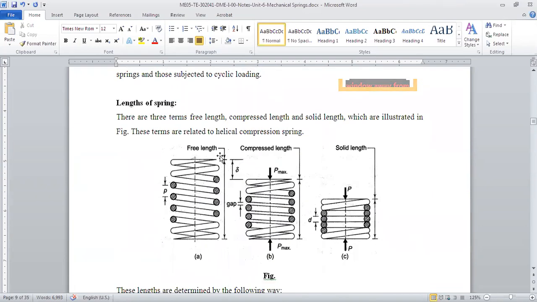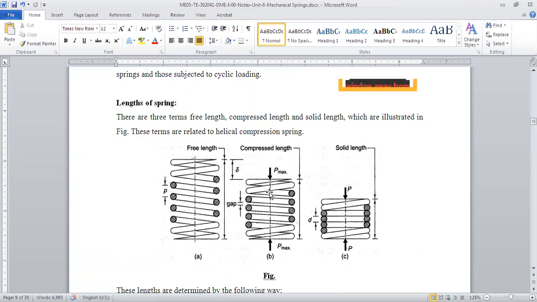Now, what are the different lengths of the springs? There are 3 lengths of the spring. If you take a look at the diagram, there will be 3 lengths. One is free length, when no load is applied on the spring. When we apply the load, it will have a deflection of delta. The maximum load which can be applied to a spring gives the maximum deflection delta. That length, when the load is maximum and the maximum allowed deflection is there, is called compressed length. And solid length means we are applying load to such a level that all coils touch each other. Solid length means there is no gap in between the coils.